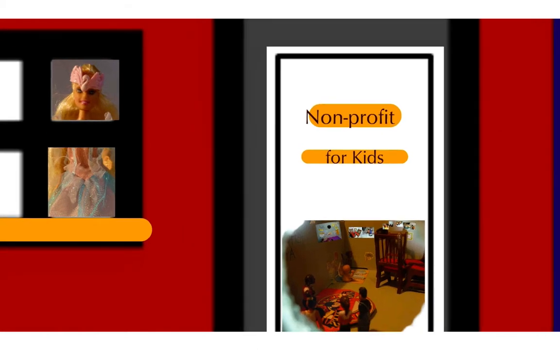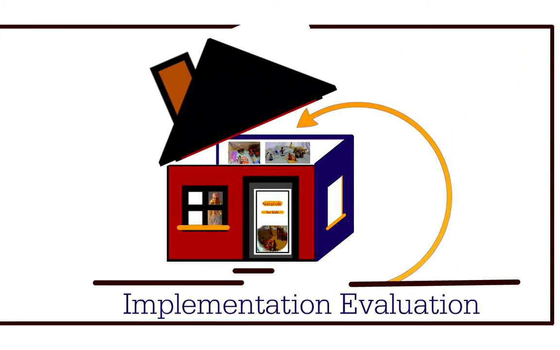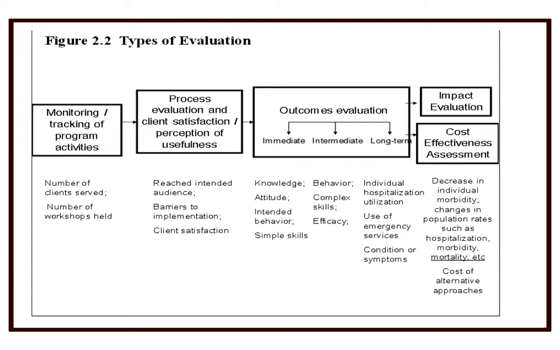We'll come back to our nonprofit for kids in a box model throughout this course as an example to illustrate various things. Okay, so this is a schematic. It's not exactly accurate, but it kind of puts together these three pieces of monitoring, implementation, and outcomes evaluations.